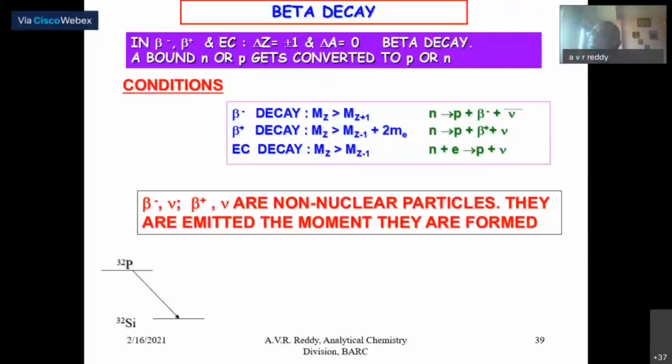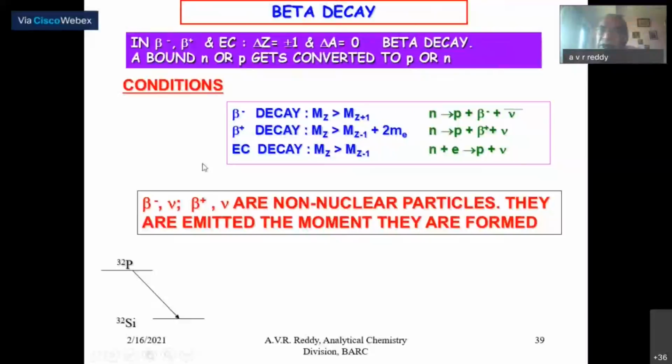Neutrons and protons are nuclear particles. Beta, which is a fast moving electron, and the antineutrino in this case are non-nuclear. Therefore, they cannot be inside, and since they are non-nuclear particles, they won't exist in the first place. They will be formed at the moment when the energy is favorable, and spin, parity, etc. The moment they are formed, they are emitted. So simultaneously you are getting two particles and the only measurable particle is beta minus.